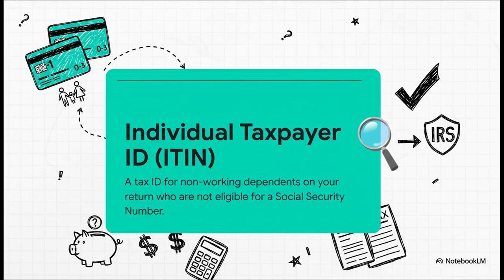Now, this is the key piece of the puzzle we've been talking about. An ITIN is made for a very specific group of people, those who need to be on a U.S. tax return but can't get a Social Security number. And who does that sound like? Yep, it's a perfect fit for non-working spouses and kids on O-3 visas.